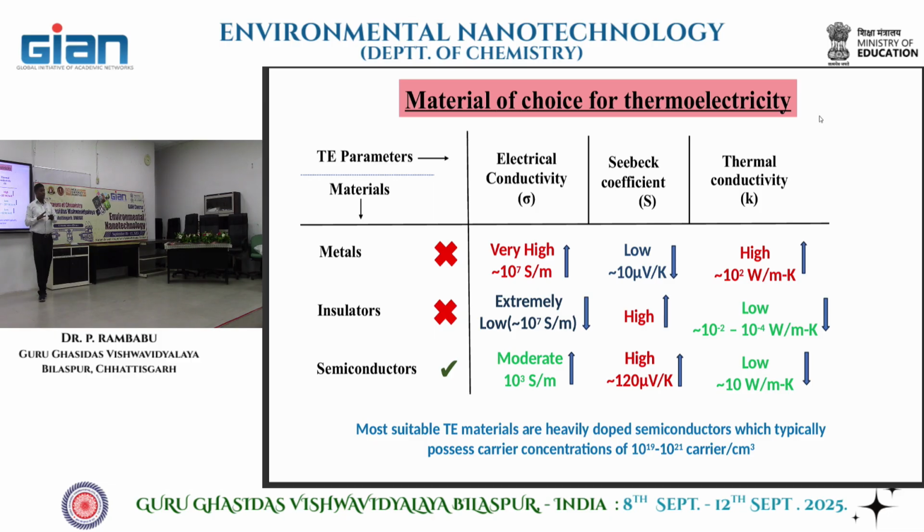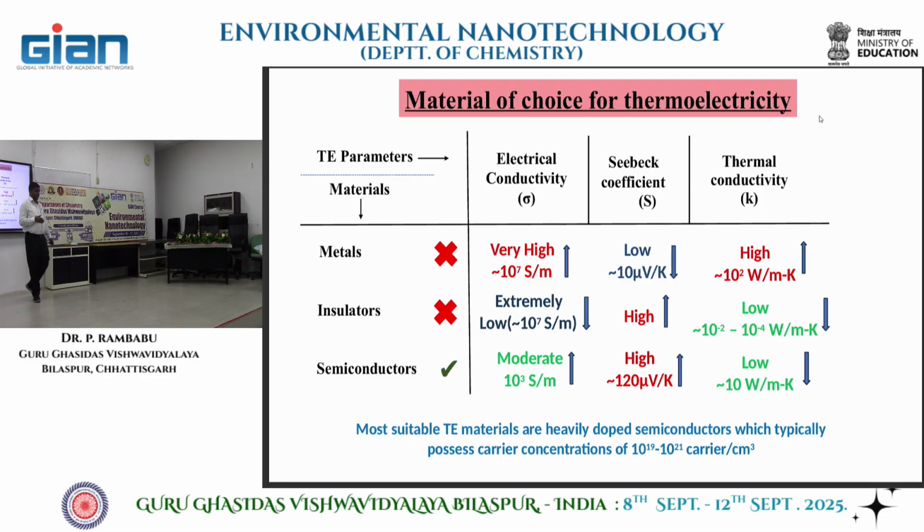So metals are not suitable for thermoelectric applications, because if you see the figure of merit formula, S and sigma must be high, but sigma is high, S is very low, and K is also very high. K should be low, that is our expectation. So metals are not suitable for thermoelectric application. When you come to insulators, the electrical conductivity is extremely low. They are insulators. So they are also not applicable. The Seebeck coefficient is high, but the conductivity is very low. So this is also not applicable.